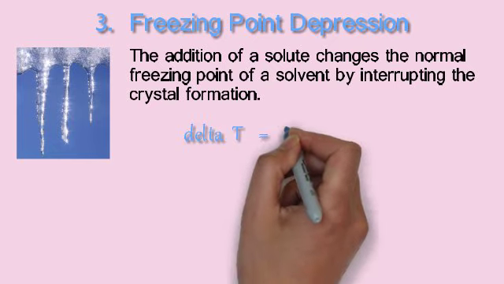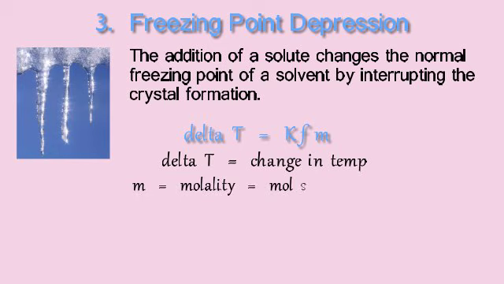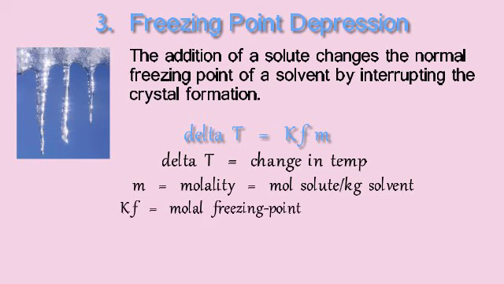The equation for delta T is Kf times lowercase m, molality. It is a mirror of the other one. Delta T is change in temp. Lowercase m stands for molality, which is moles of solute per kilogram solvent. And Kf is the molal freezing point depression constant you get from a table.